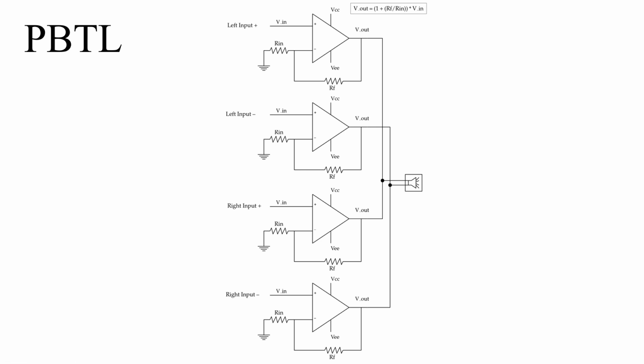What is PBTL? Parallel bridge tied load. Four operational amplifiers are used here and they are tied together. Positive sides and negative sides are tied together and given to the load. Here you are giving 1 voltage input here and you will get 1 voltage output here. Same way goes for right input plus 1 voltage and 1 voltage output here. You will get the voltage equal to 1 here. But in the negative side, same, you will get minus 1 voltage here, so minus 1 here plus 1, totally 2 voltage across the load.